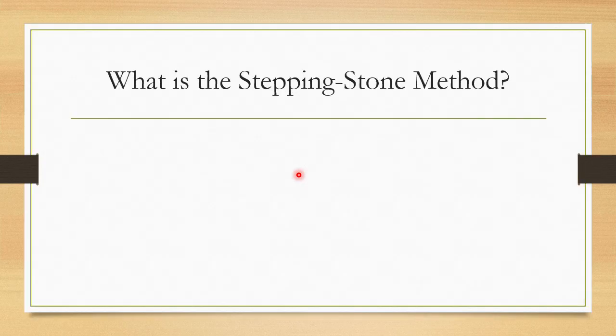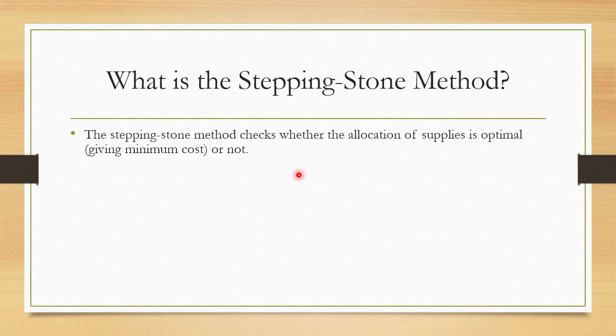Okay, what is the stepping stone method? The stepping stone method is a way of checking whether our allocation of supplies is optimal or not. By optimal, we mean that it gives the minimum transportation cost. Basically, the stepping stone method tells us whether we can still lower the transportation cost or not.